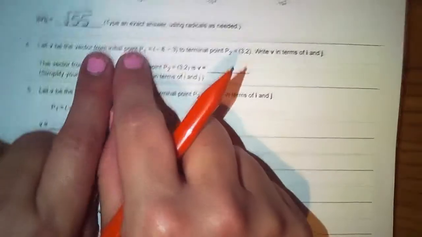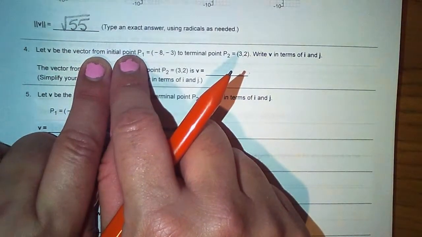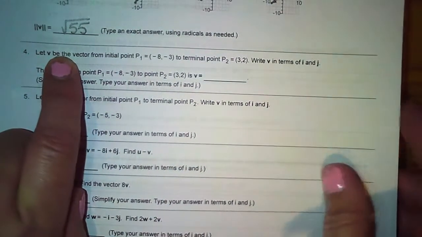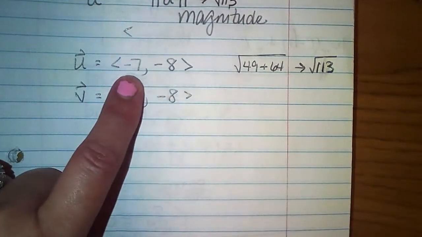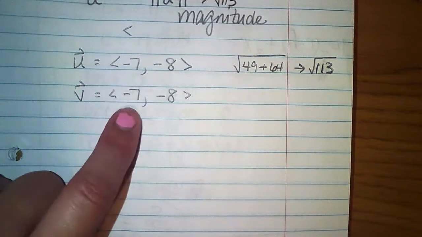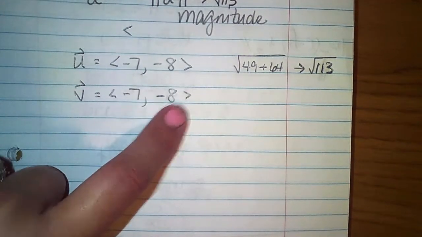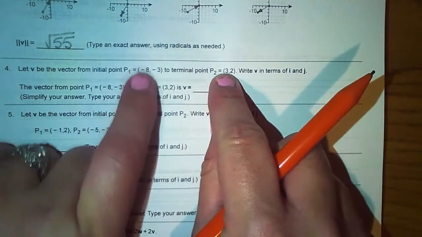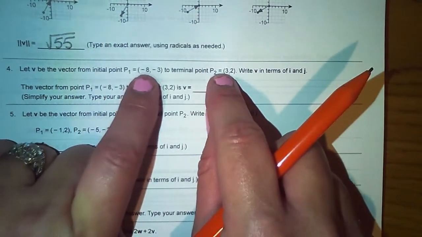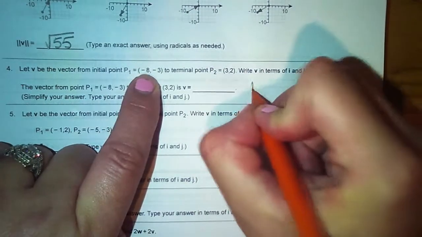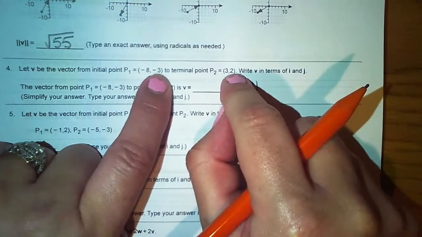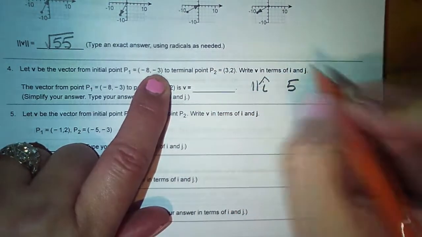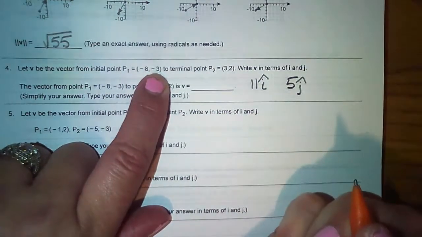Now, write this in terms of i and j. We've already done this. So I've got a vector v, and I want to write it in terms of i and j. So instead of writing it in component form, which is what I did here, I'm just going to write it as v equals, and then I'll put an i on this and a j on this. So what do I do? Terminal minus initial. So terminal is 3, initial is negative 8. So 3 minus negative 8 is 11. And then 2 minus negative 3 is 5. So this is your i component, and he gets a hat. And this is your j component, and he gets a hat. Okay?